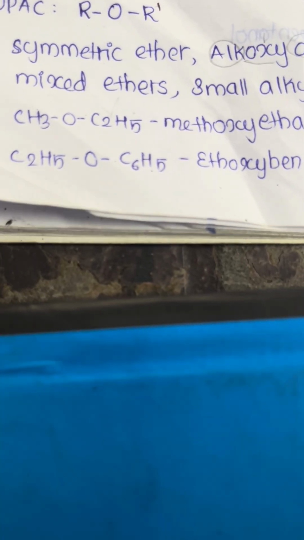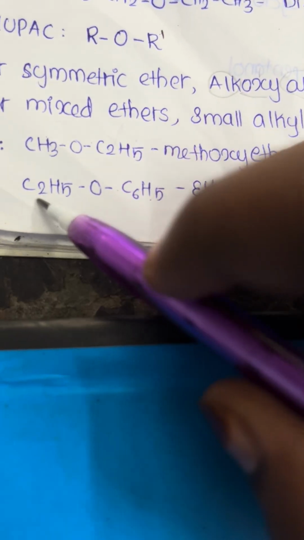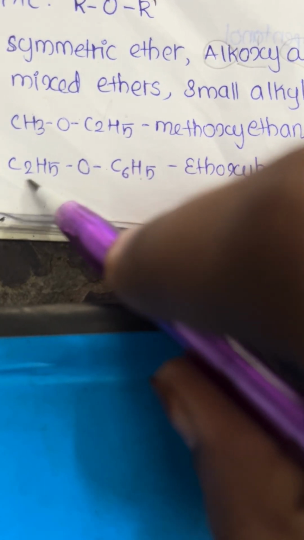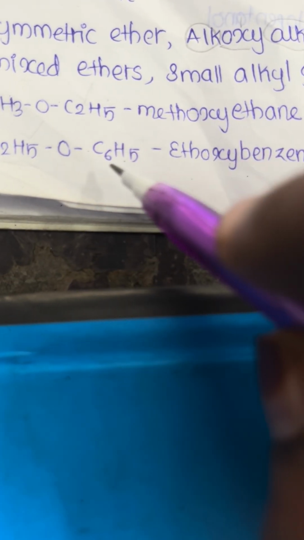Here it is C2H5OC6H5. This one has 6 carbons, so it is the largest one, and this is the smallest one. C2H5 is ethyl. So ethoxybenzene.